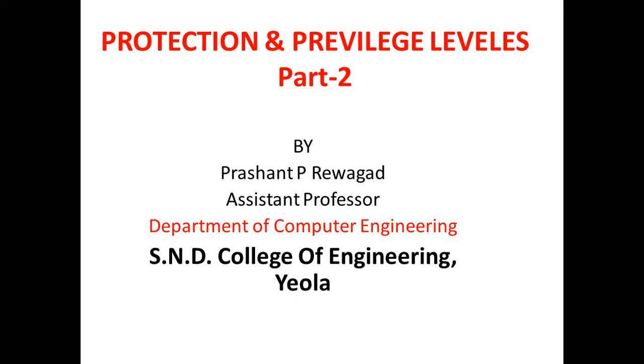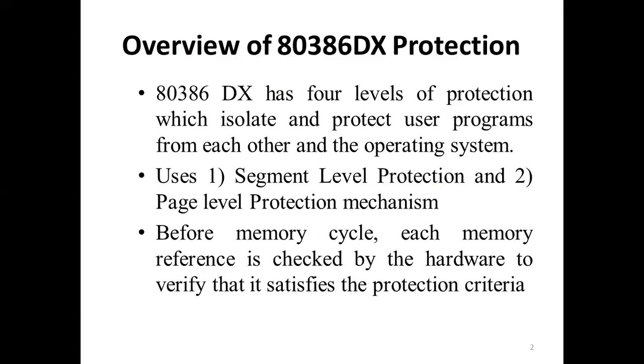The subject is the microprocessor. The overview of the 386DX protection. A 386DX has 4 levels of protection, which isolate and protect the user programs from each other and from the operating system. It uses a segment level protection mechanism, and second, a page level protection mechanism.